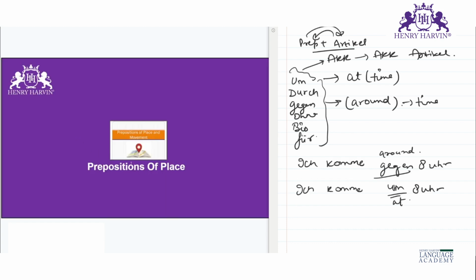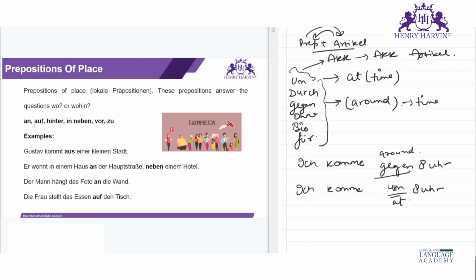Then we have prepositions of places. The prepositions of place are an, auf, hinter, in, neben, vor and zu. These are also called lokale Präpositionen. They work with the question words wo and wohin, but these are also used in a different way. We'll see the examples. Gustav kommt aus einer kleinen Stadt. So Gustav is coming from a small city. Er wohnt in einem Haus an der Hauptstraße. He lives in a house on the main street. Neben einem Hotel means next to a hotel or near a hotel.